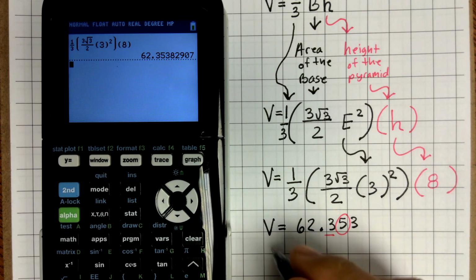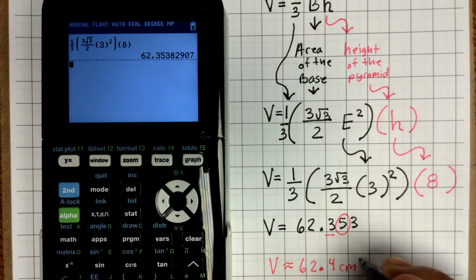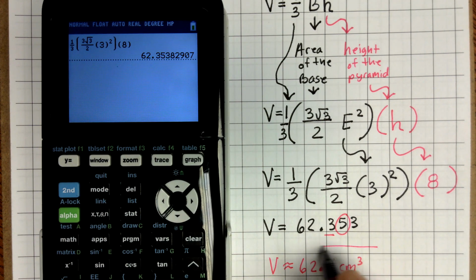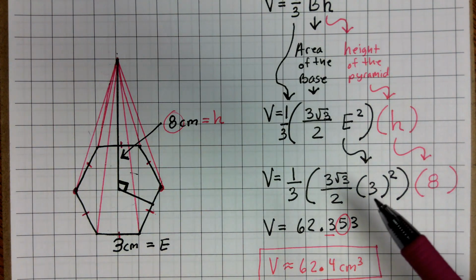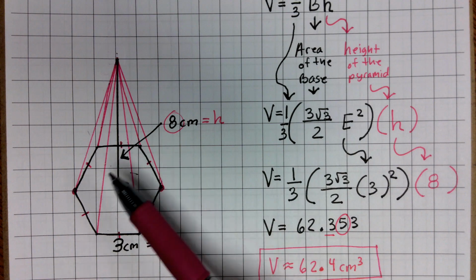So our final answer for the volume is going to be approximately 62.4 centimeters cubed. And that's our final answer. And that's all there is to it. The main thing is that you just know this formula to use for the base if it's a regular hexagon.